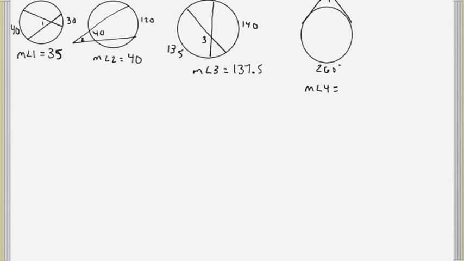360 minus the arc that we know would give us the other arc. So that other arc must be 100, so that our whole circle has a 360. Then our rule is half the difference. So we're going to subtract those so that we get a positive answer. So 260 minus 100 is 160, and we want half of that, which would be 80.